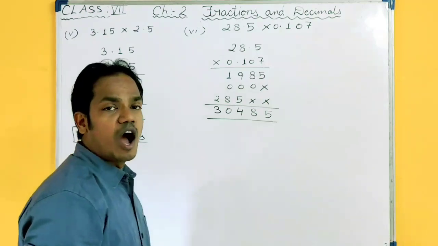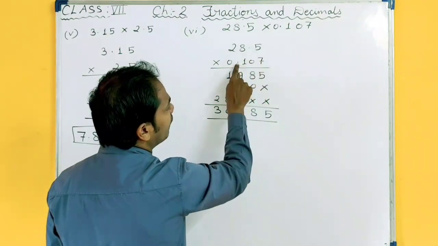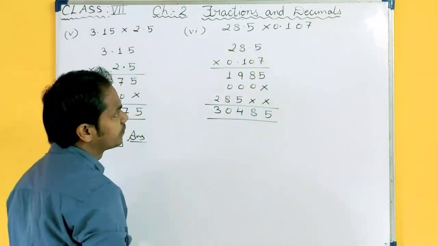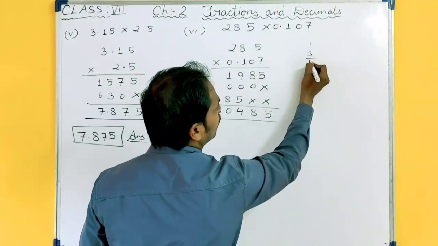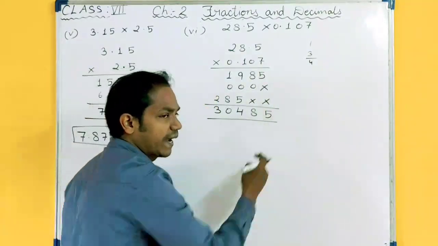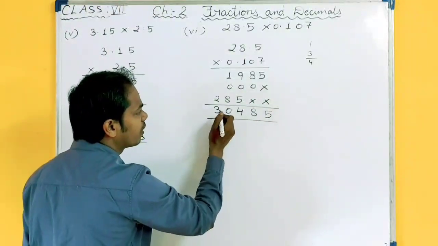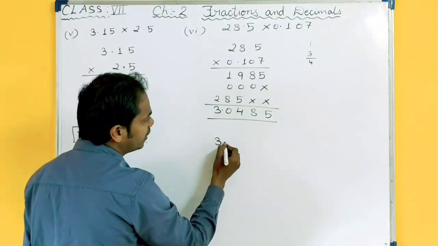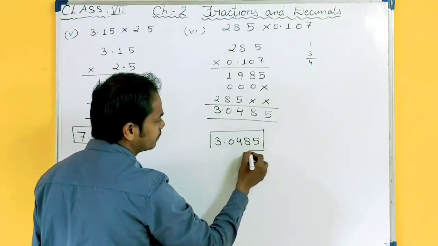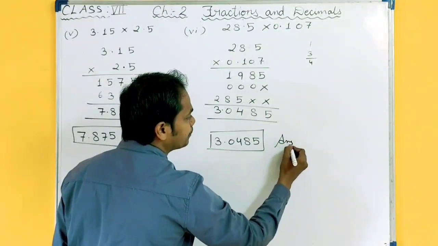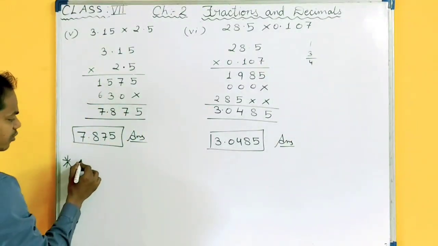So now count how many values are there after the point. After the point 1 value and after the point 3. So total 4 values. So from the right hand side count 4 values and mark the point. 1, 2, 3, 4 and mark the point here. So 3.0485 is your answer. Same way you can do division also.